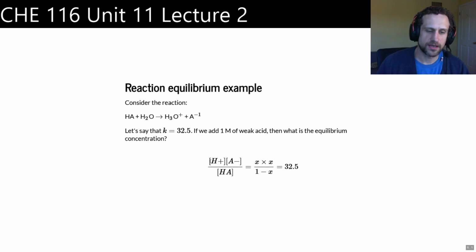So that means that if I take the products over the reactants, so I have here my hydronium times my conjugate base divided by the concentration of my acid. So we know from the mole balance that if the extent of the reaction to the proton, or the hydronium, is x, then we have to have the same amount on a molar basis of the conjugate base. And then the amount of acid left over should be 1 minus x. And this should equal 32.5.